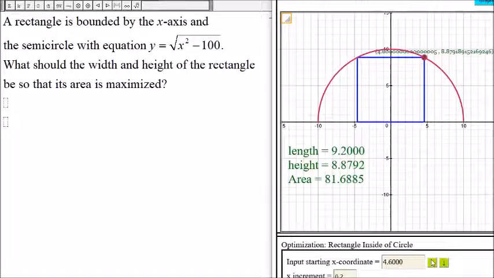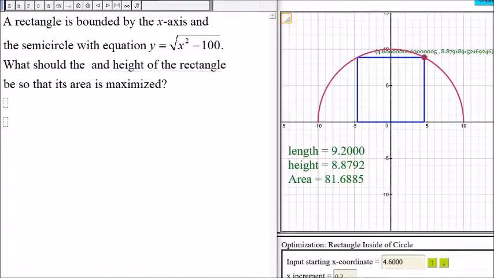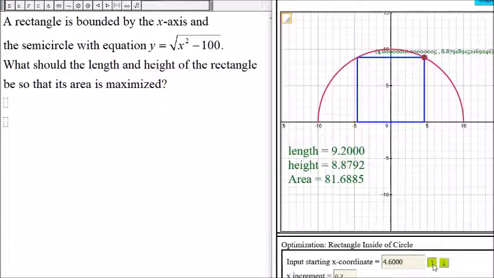And so the question is, what should the length be? What should this length and this height be, so that we get a maximum area? So we want to maximize the area.